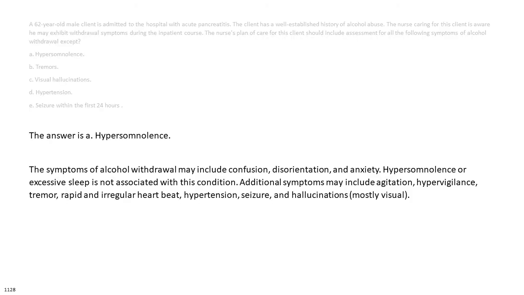The answer is A. Hypersomnolence. The symptoms of alcohol withdrawal may include confusion, disorientation, and anxiety. Hypersomnolence or excessive sleep is not associated with this condition. Additional symptoms may include agitation, hypervigilance, tremor, rapid and irregular heartbeat, hypertension, seizure, and hallucinations, mostly visual.